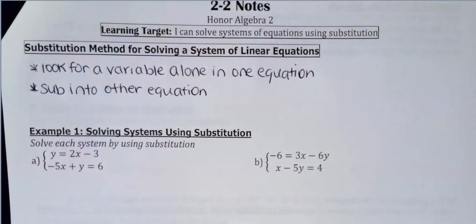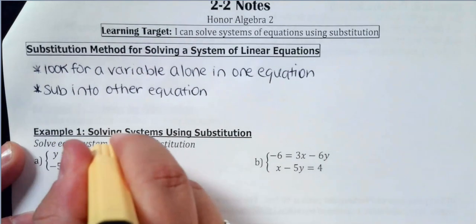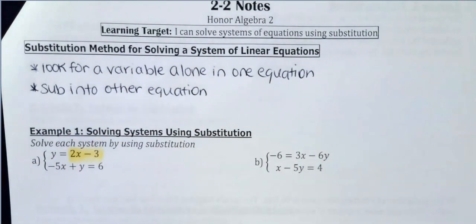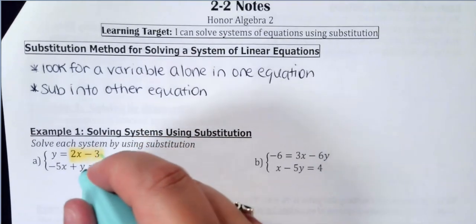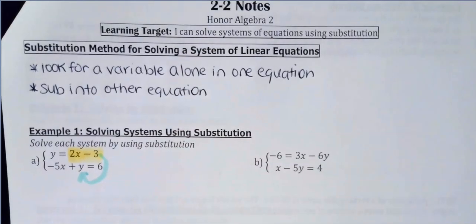So we're looking for a variable either all by itself or maybe easy to get by itself. And then whatever that variable is equal to, substitute that in for that variable in the other equation. So, for example, the first one right here, looking for my variable by itself, actually either one of these equations works. The first one's already got y by itself, but the second one, it would be just one step to get y by itself if I wanted to do that. But all you're looking for is a variable by itself, and then all you're going to do is replace or substitute what that variable equals in for that variable in the other equation. That's all you got to do.